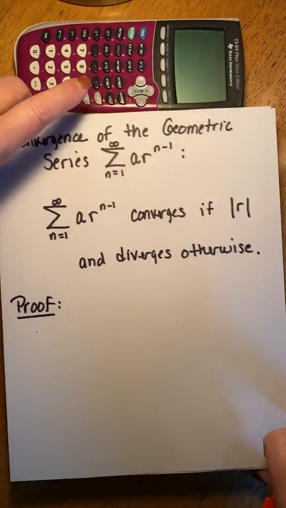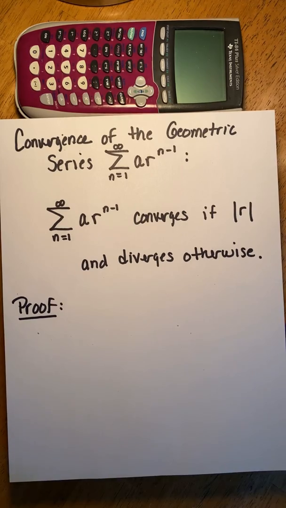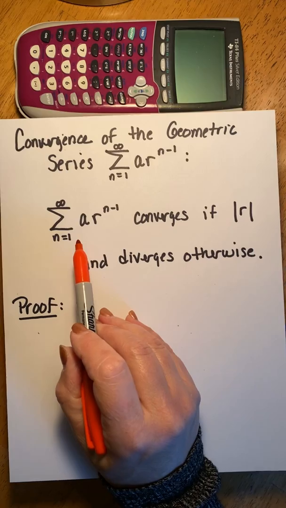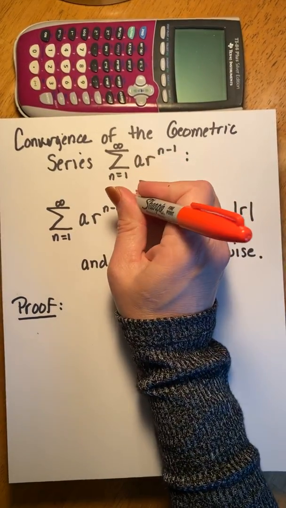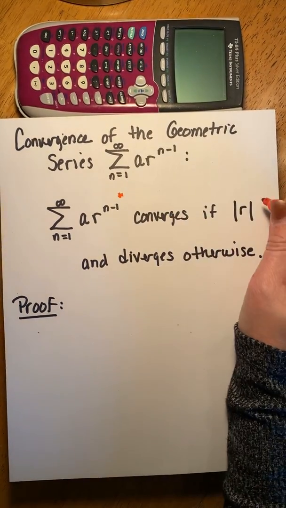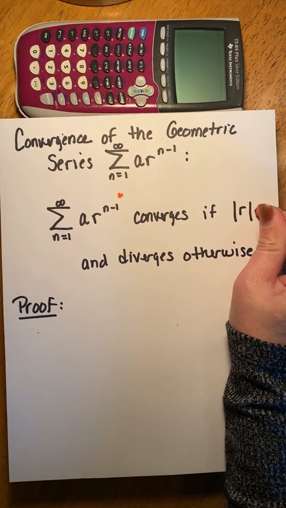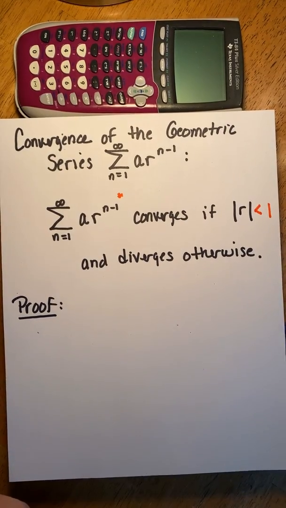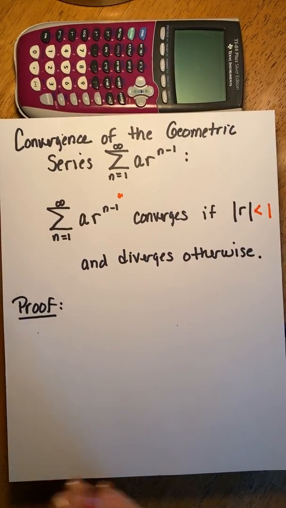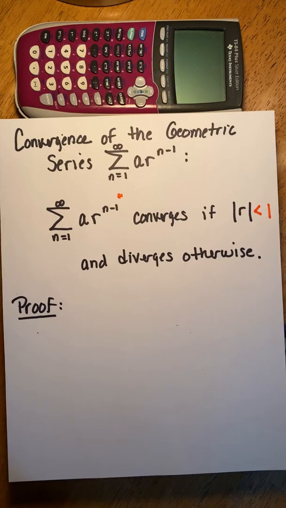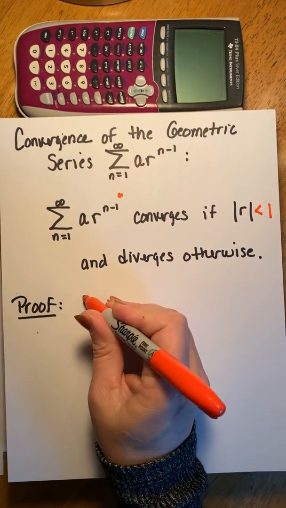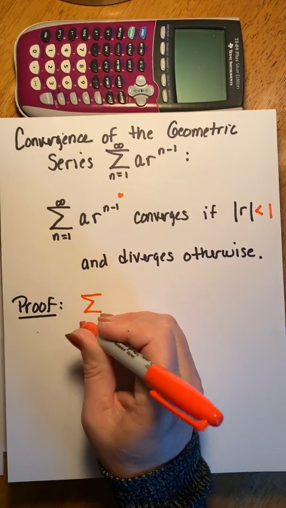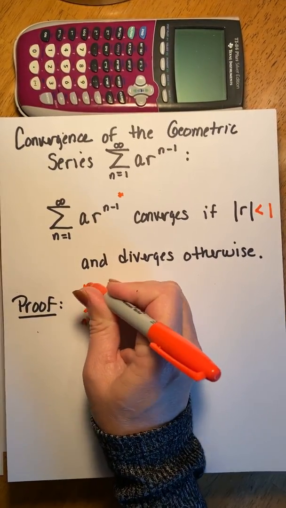All right, how do geometric series behave? The geometric series, the sum of a times r to the power n minus 1, we'll talk about this in a minute, converges only if the absolute value of the ratio is less than 1, and it diverges otherwise. So let's take a look at a proof of that. Why does this happen? Let's look at n equals 1 to infinity.